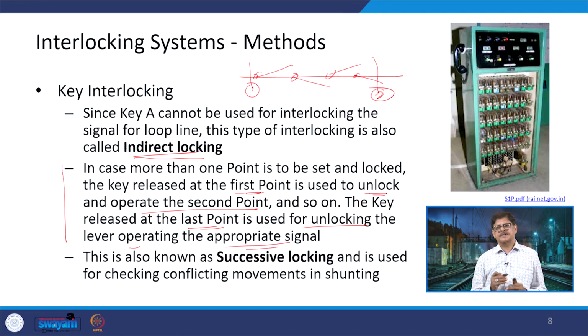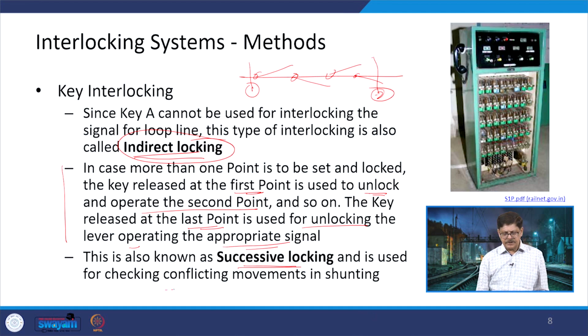So, that is how, in a successive manner, because you are operating and locking the system, this particular system is also known as a successive locking system. So, we have two types of locking. One is indirect locking, which is used to lock the loop line when the main line is being set, or vice versa. And another is that on the same track, if a number of points have been set by using the successive keys of the previous point or previous block, then it is successive locking.